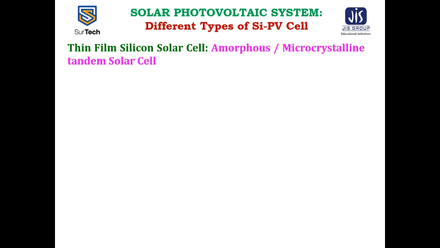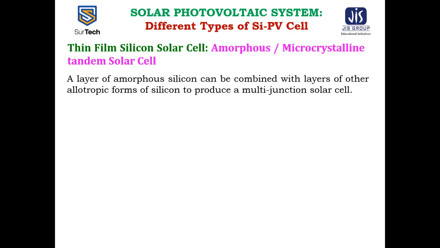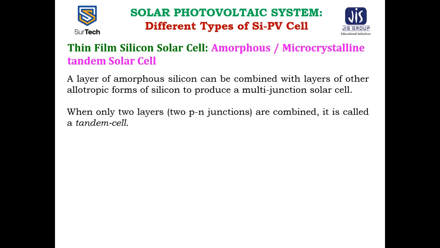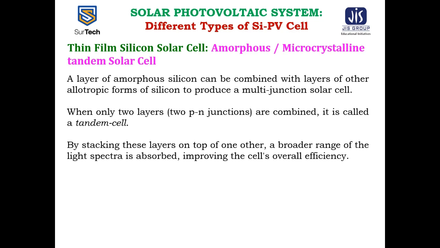Now the second type of silicon-based thin film solar cell is the amorphous or microcrystalline tandem solar cell. A layer of amorphous silicon can be combined with a layer of other allotropic forms of silicon to produce a multi-junction solar cell. When only two layers, that is two PN junctions, are combined together, it is called a tandem cell. By stacking these layers on top of one another, a broader range of light spectra is absorbed, improving the cell's overall efficiency.